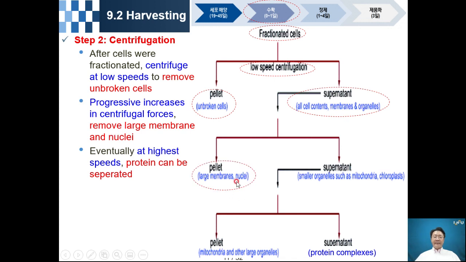After that, with a progressive increase in centrifugal force, we can remove the large membranes and the nuclei, and we use the supernatant and again progressively increase the centrifugal forces. Eventually, at the highest speed, protein complexes can be separated. So this is centrifugation.